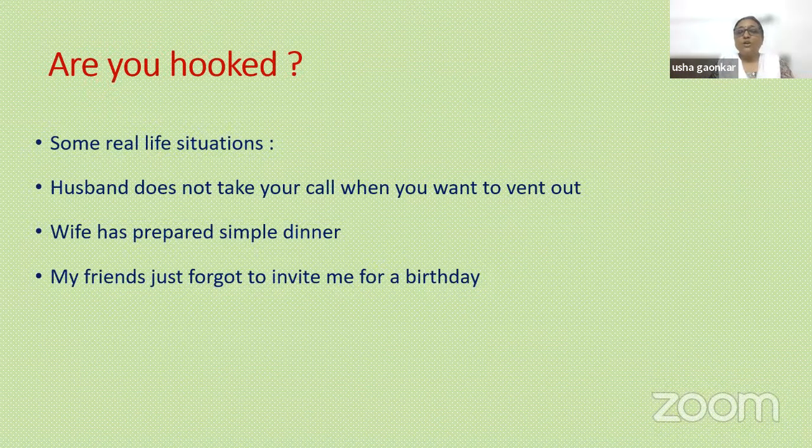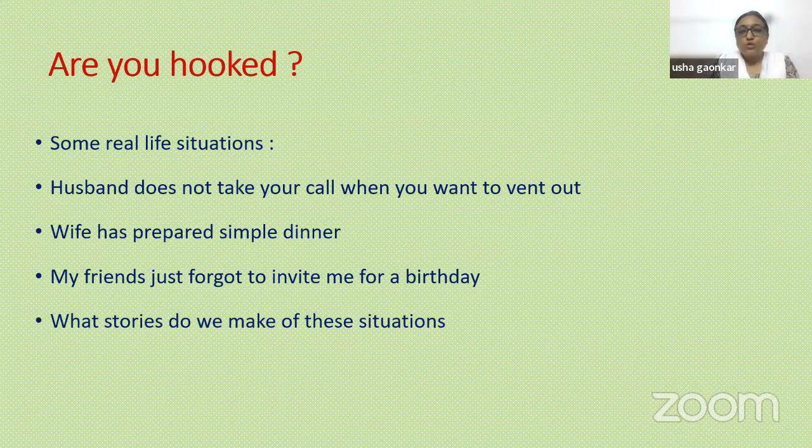My friends just forgot to invite me for a birthday. A group of close friends, and they forgot to invite you for one of the friends' birthdays. What do you do then? Do you just let it go? We feel like we've done something wrong. What's the fault? Have I done something wrong? That's why this is not happening. Right, we feel guilty. A tendency to blame oneself, right? Correct? That maybe I have done something wrong, right?